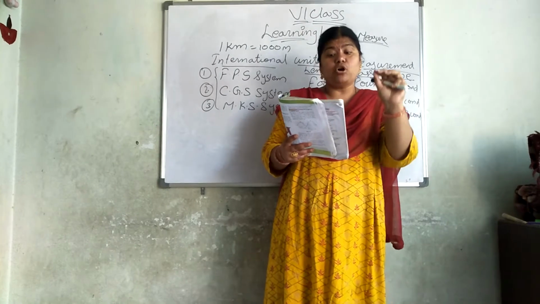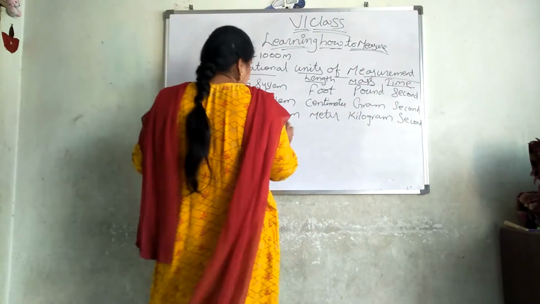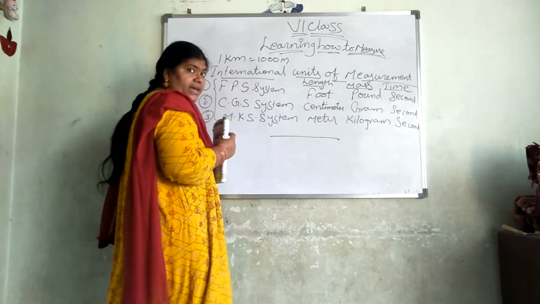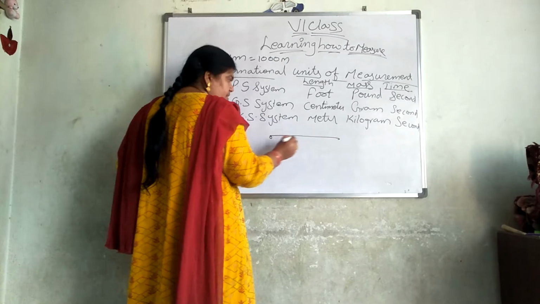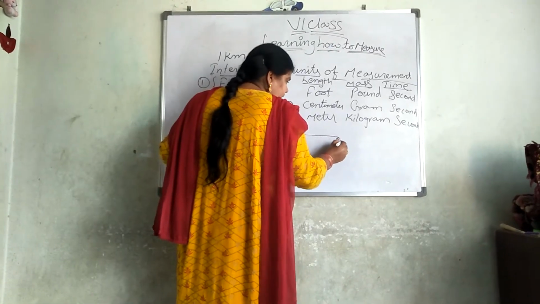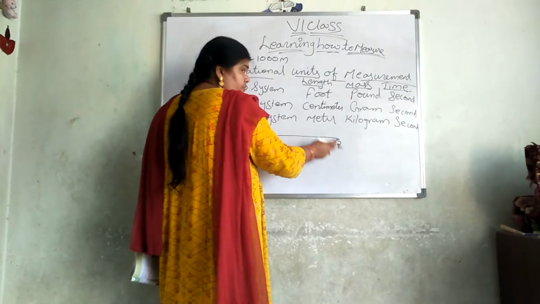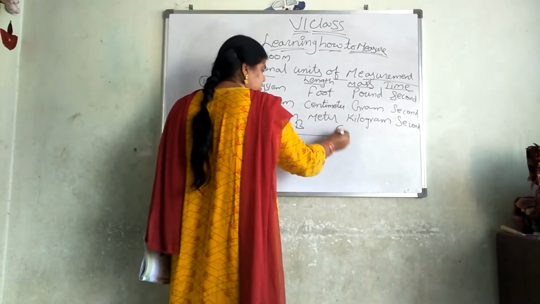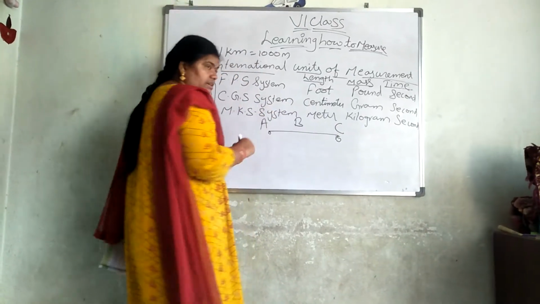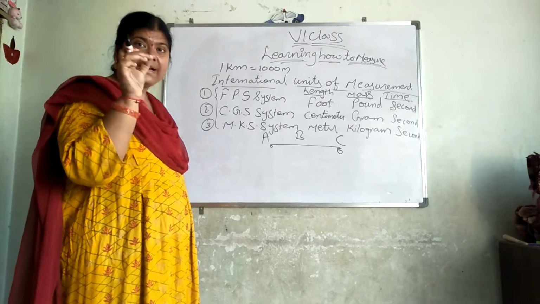The 0 mark on the scale is made to coincide with one end. Suppose this is the table. The person will keep the meter scale from 0 centimeters to 15 centimeters, exactly from 0 to 15 centimeters. Here person A is standing, person B is standing, person C is standing here, watching and checking the measurement. Whose reading will be correct?